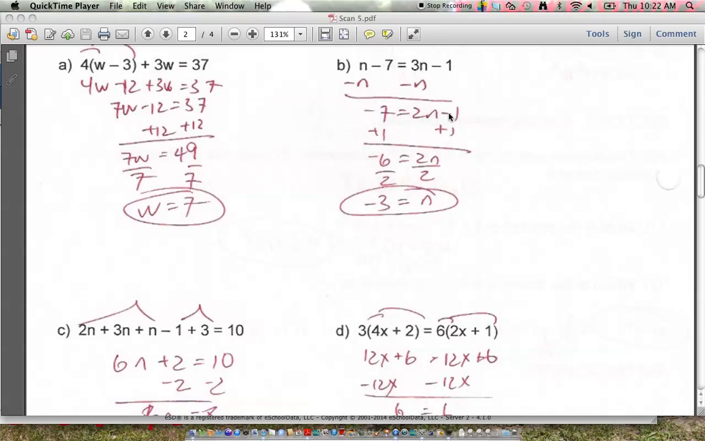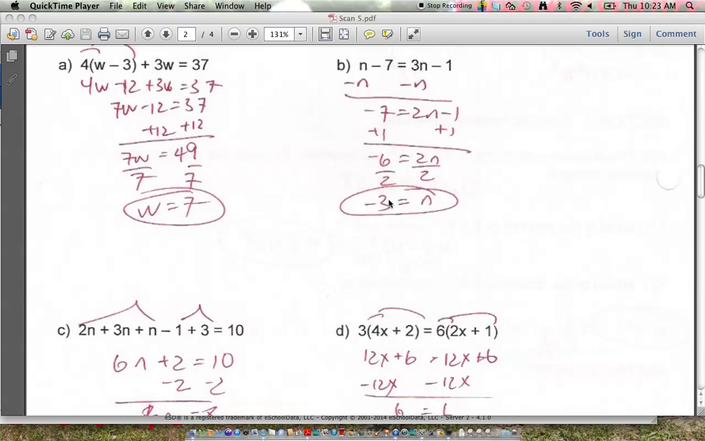Okay? Equals 2n minus 1, and then you undo the minus 1, and then you divide by 2, and you get negative 3. Now, how could you lose points here? If you did not do the same operation on the opposite side, the opposite operation, you are going to immediately lose 2 points.